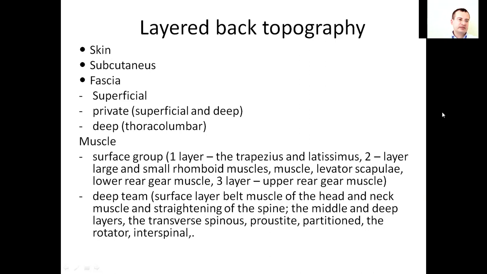Layer topography of the back: skin, subcutaneous tissue, fascia superficialis, proper and deep fascia, muscles. Surface ground, the first layer: the trapezius and latissimus dorsi. The second layer: large and small rhomboid muscles, levator scapulae, serratus posterior inferior. Third layer: serratus posterior superior, and deep layer. Surface layer: splenius muscles of the head and neck, and erector spinae. The middle deep layer: transversospinalis, posterior interspinal, rotators and intraspinal.